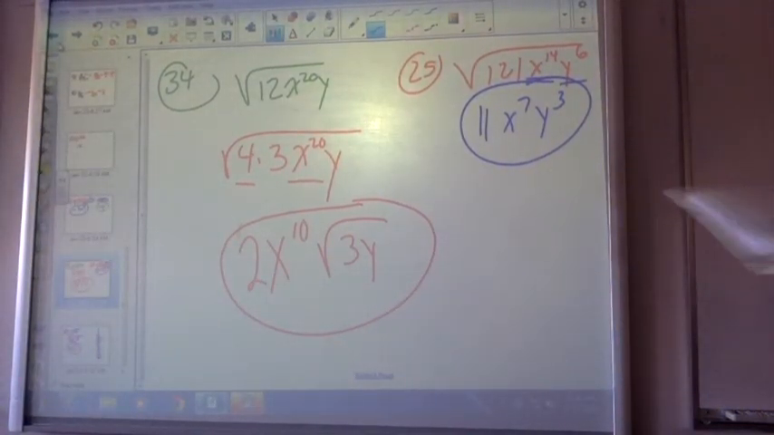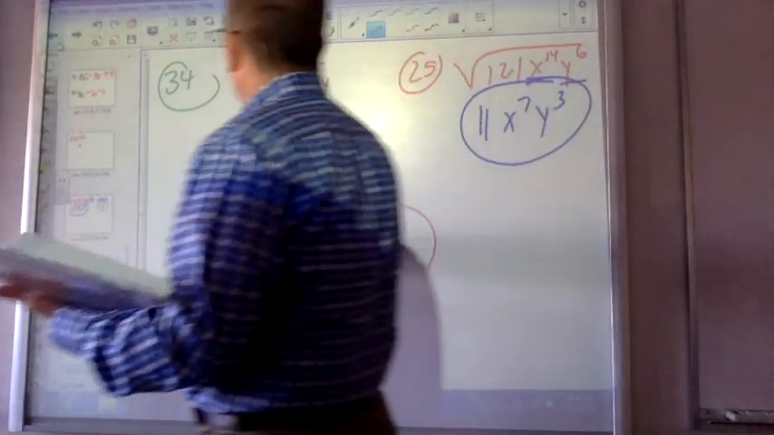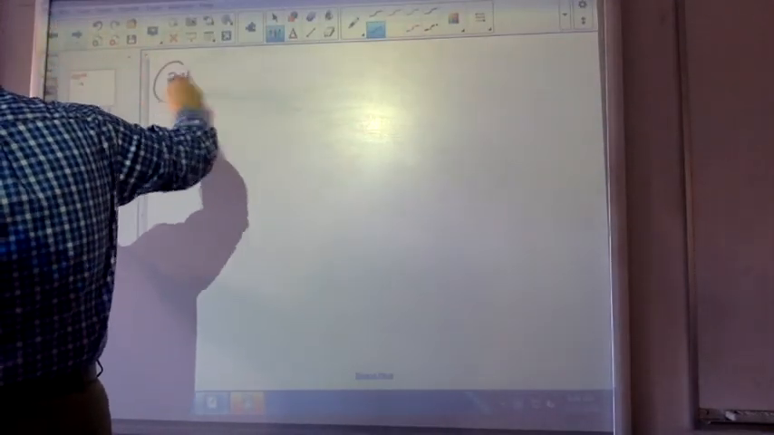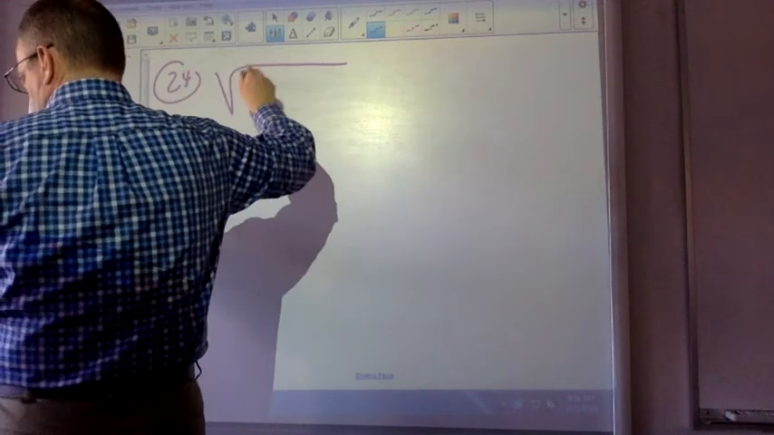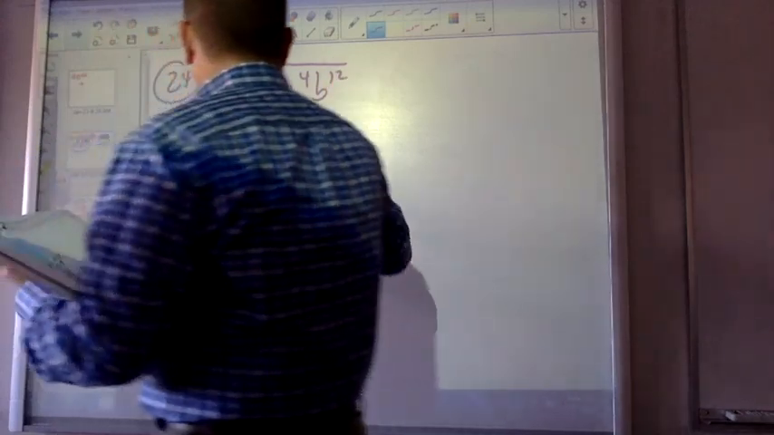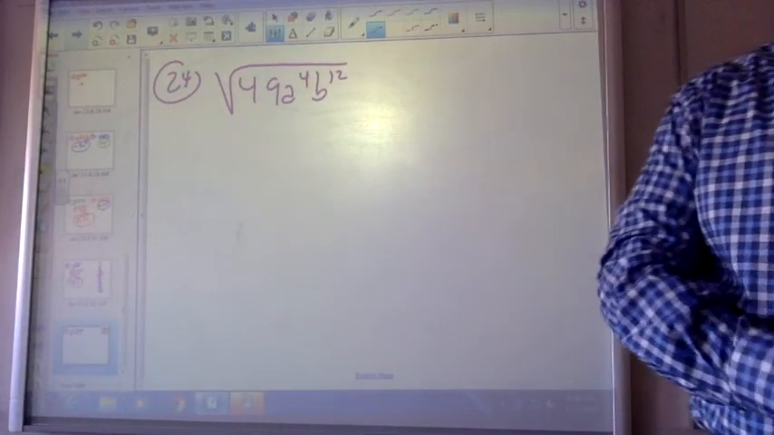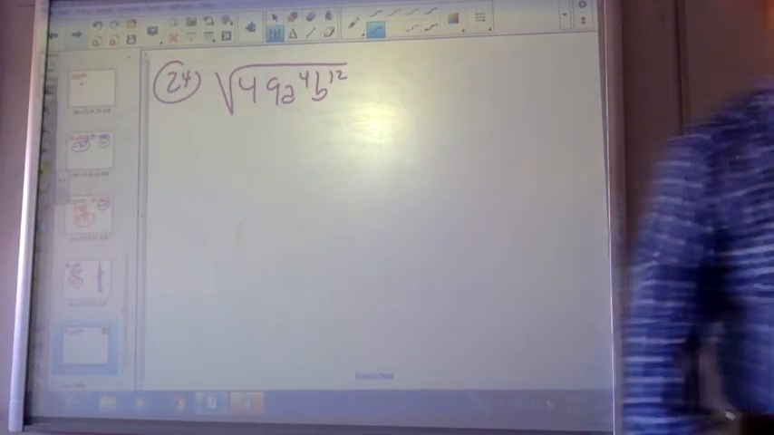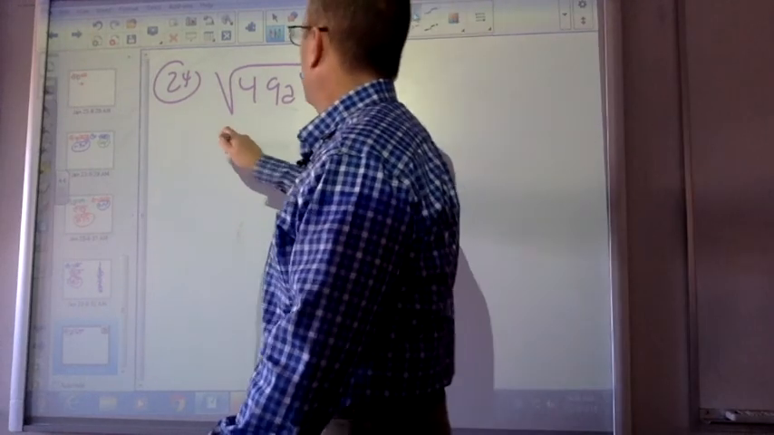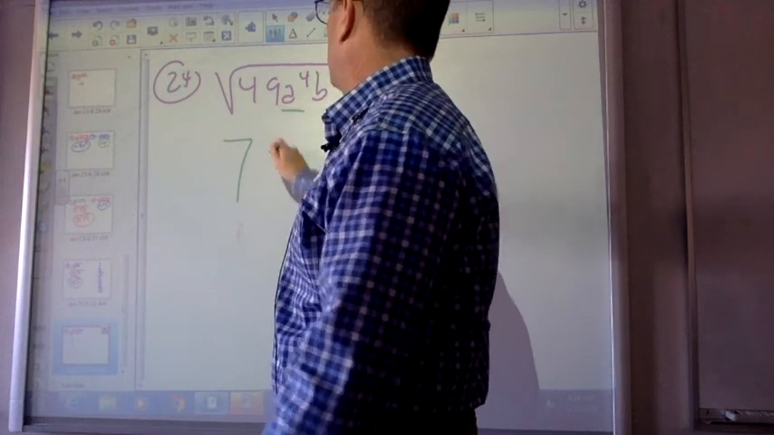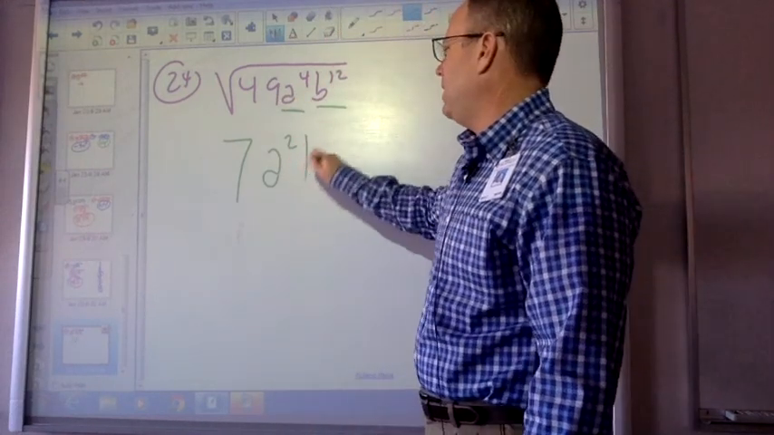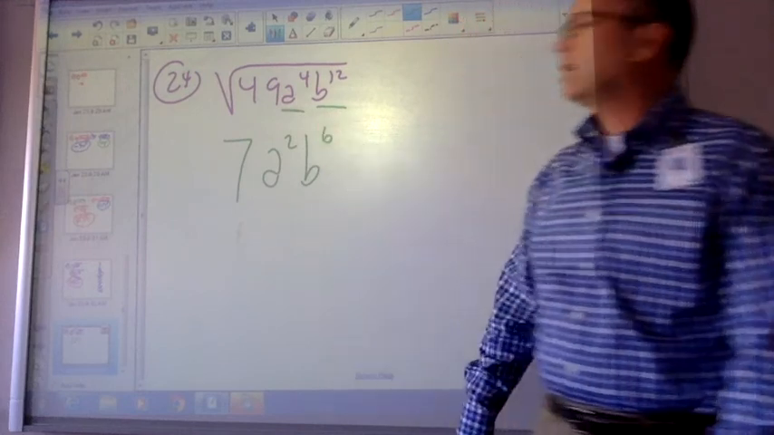24. Let's see. 49, a to the 4th, b to the 12th. Is everything there a perfect square? I know 49 is. What about a to the 4th and b to the 12th? Are those both perfect squares? Yeah. Okay. So the square root of 49 is 7. Square root of a to the 4th is a to the 2nd. Square root of b to the 12th is b to the 6th.